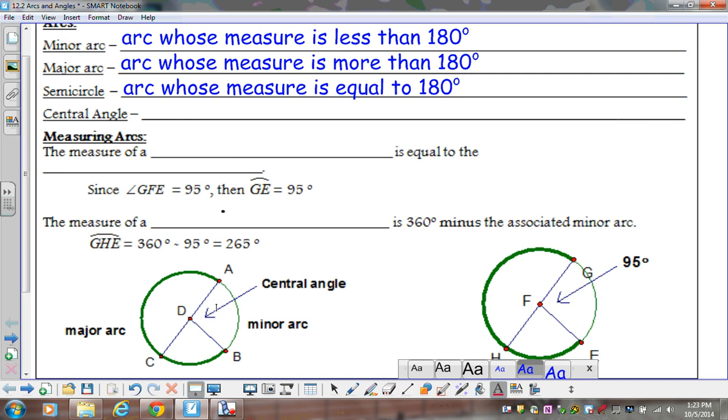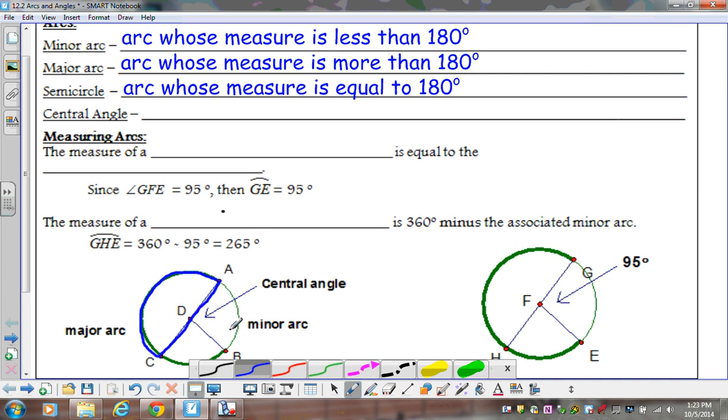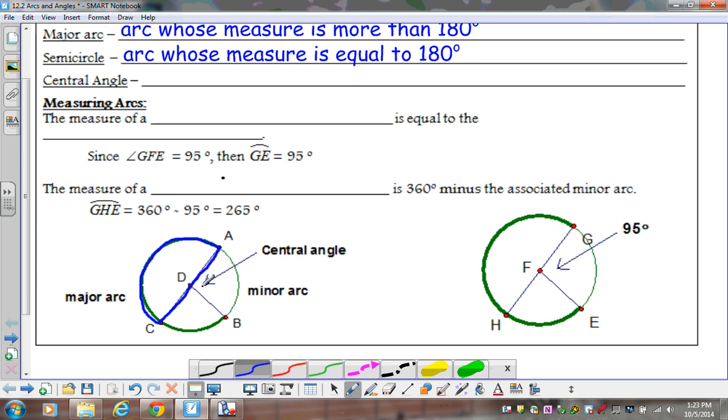Looking at this example, let me highlight this arc right here, arc AC. Notice segment AC is the diameter. It cuts the circle in half and goes through the center point. It's a chord that goes through the center. So if segment AC is the diameter, then arc AC is a semicircle, exactly half the circle. If the whole circle is 360, then exactly half is 180 degrees. So that's a semicircle.